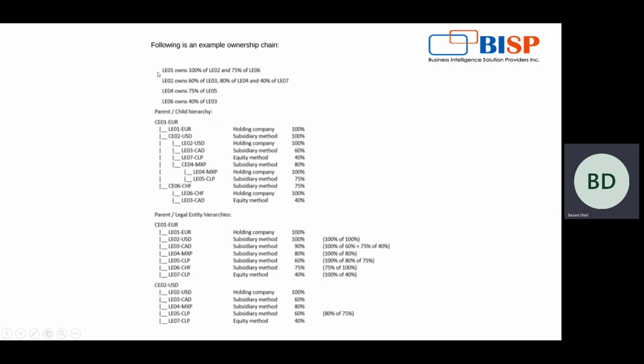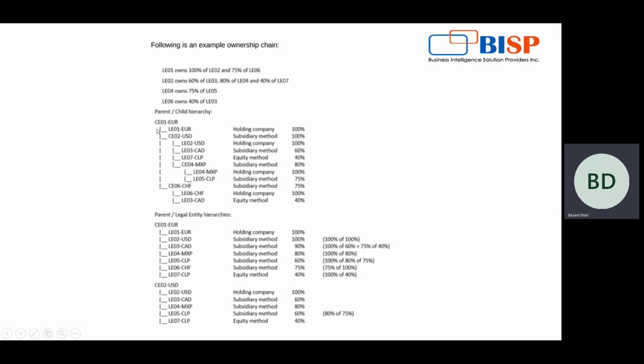So in this example, as you can see, we have legal entity 01 that owns 100% of the stake in LE02, which is also a legal entity, and it has 75% of the stake in legal entity 6. Likewise, legal entity 2 has a 60% stake in legal entity 03, and so on. All the ownership is there. But as you can see, we have four holding companies: 01, 02, 04, and 06. So these are the holding companies, and for all of them we have to make a separate C level, that is consolidated entity level, because we cannot just put data at the entity level, and they also have many subsidiaries.